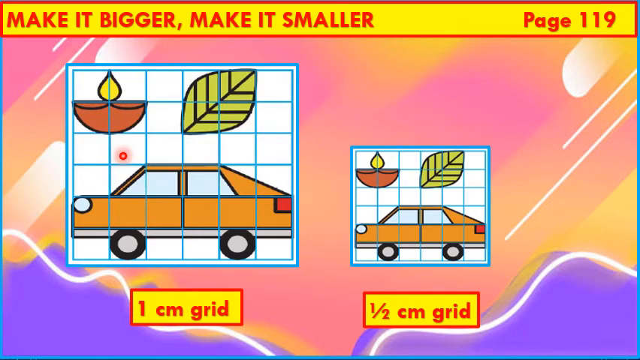Make it bigger, make it smaller. Here, three pictures are drawn on a 1 centimeter square grid paper. A lamp, a leaf and a car. Now, you try making the same three pictures on half centimeter square grid. Means you have to make this picture smaller in size. See here, I have made it. A lamp, a leaf and a car.